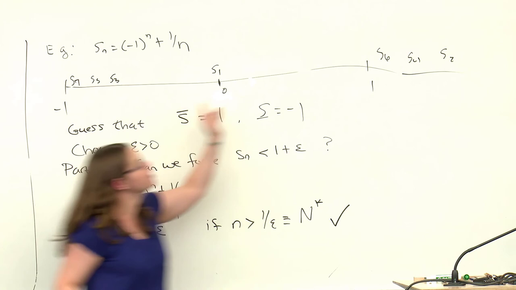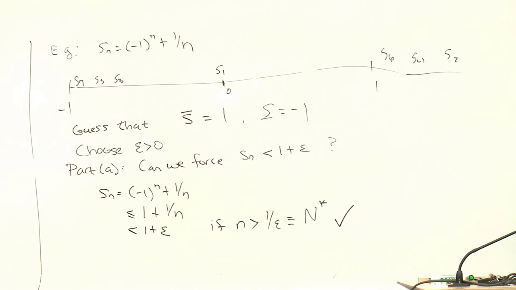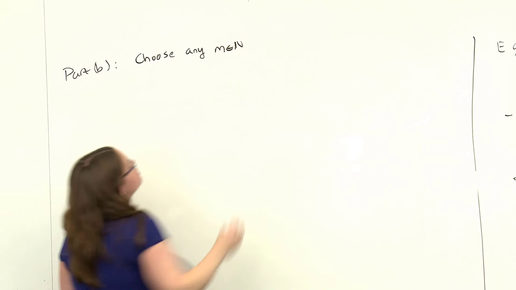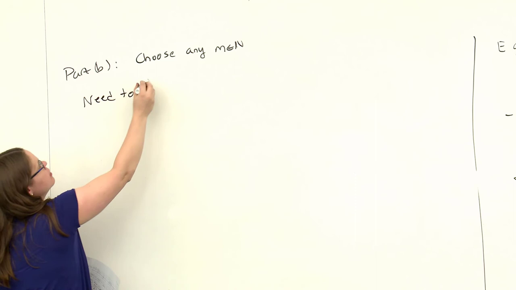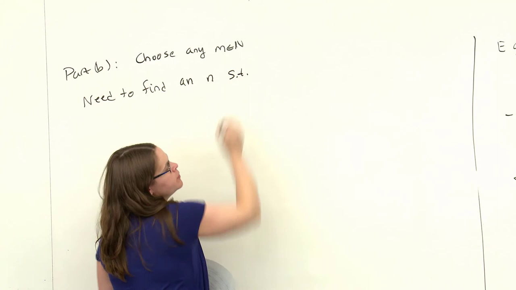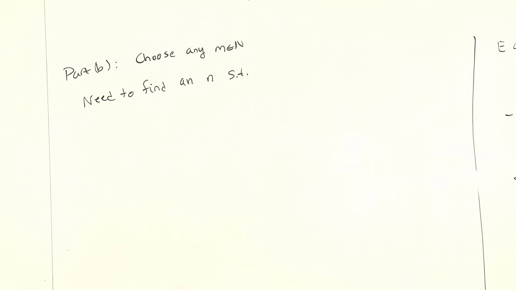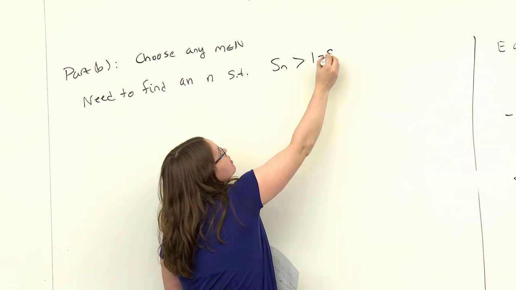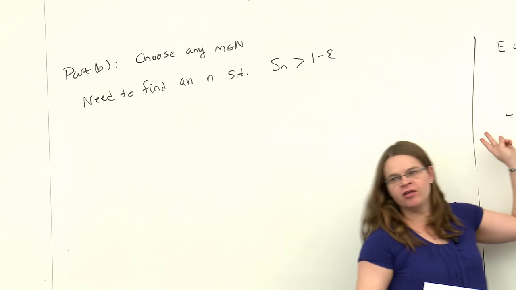So part B, we choose any m. And we need to find an n such that we come up here, right? Such that Sn is bigger than 1 minus epsilon. And again, we don't have to show this works for all n, because we know once we get up there, we're going to bounce down here again. We just need to find one n that makes it work.